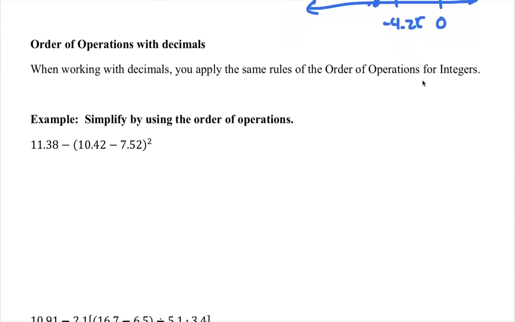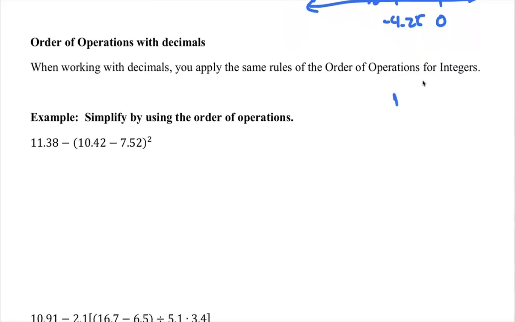Order of operations with decimals. When working with decimals, you apply the same rules as our order of operations. So let's just remind ourselves what our order of operation rules are. Parentheses or any grouping symbol, exponents, multiplying and dividing left to right, and then adding and subtracting left to right.